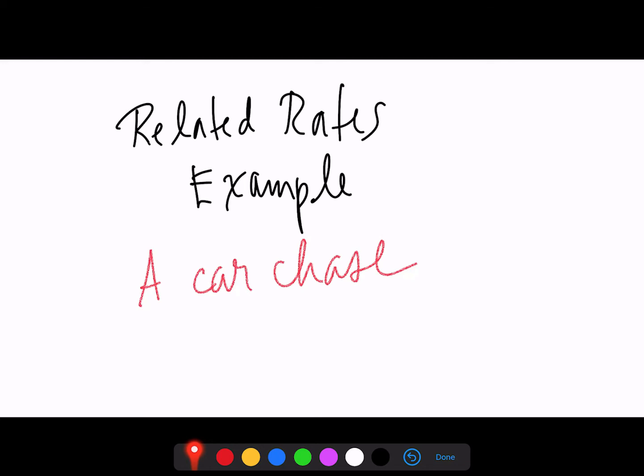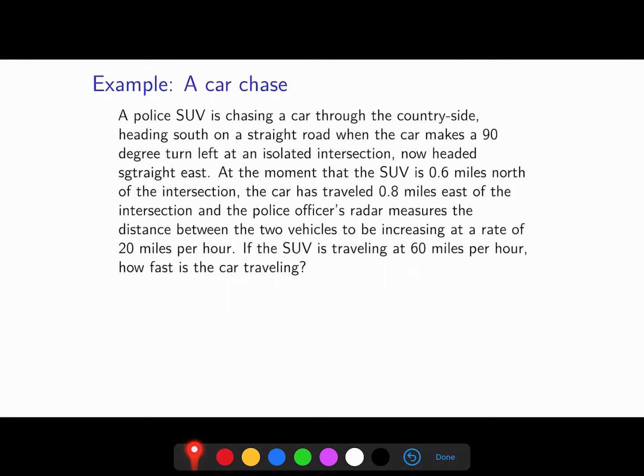This is a screencast with a related rate example. This one, a car chase. Let me read the problem to you.